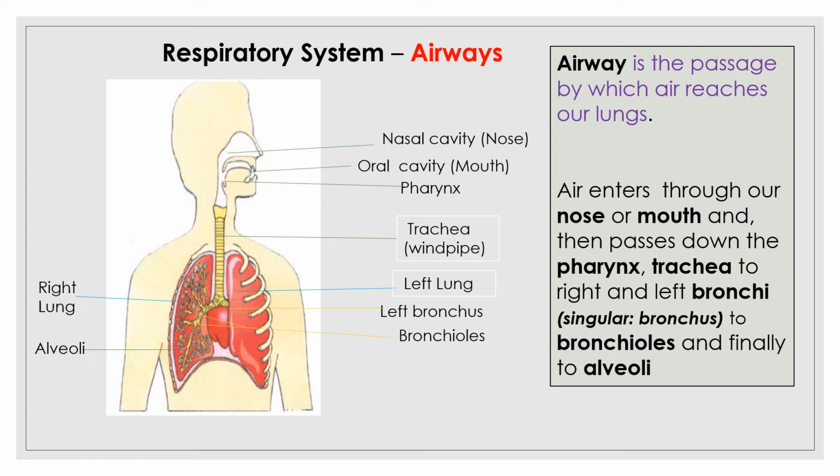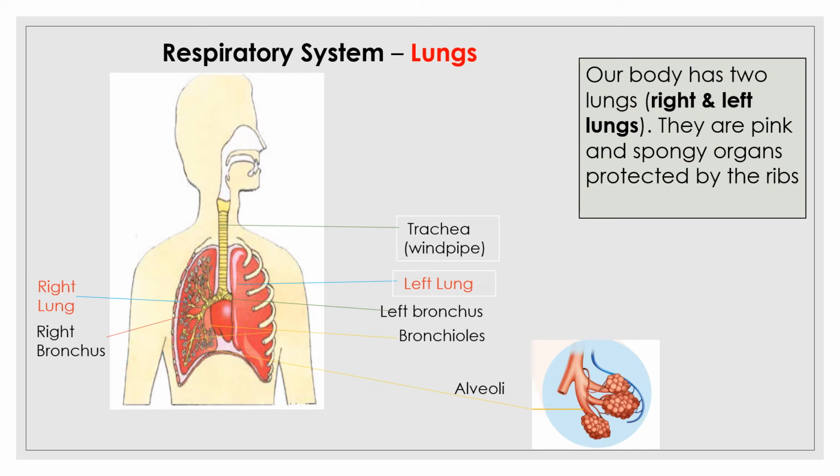So, the air from the nose or mouth then passes down the pharynx and trachea to the bronchi, that is, the right bronchus and the left bronchus, and then to the bronchioles and finally reaches the alveoli of each lung. Let us now study the second major part of the respiratory system, the lungs. Our body has two lungs, the right lung and the left lung. They are pink and spongy organs protected by the ribs.